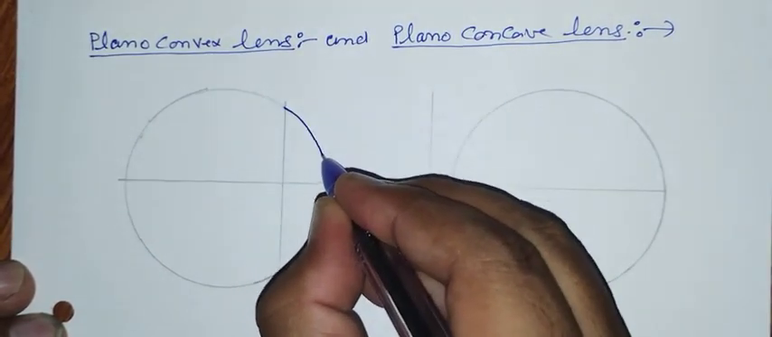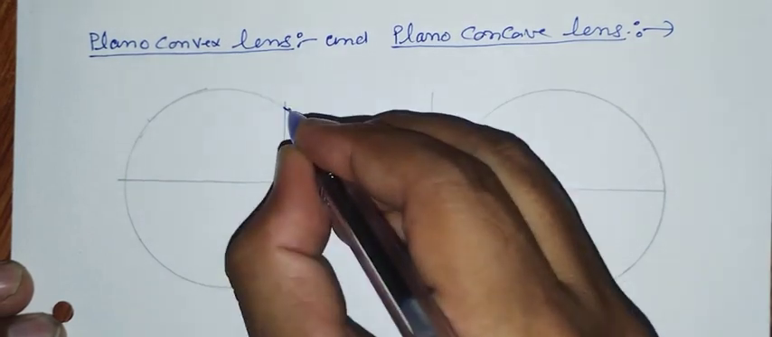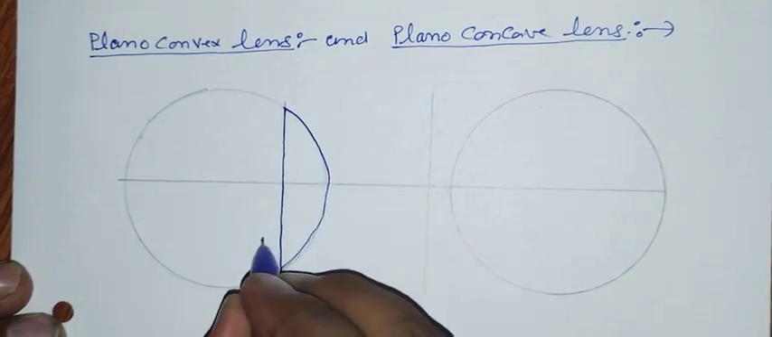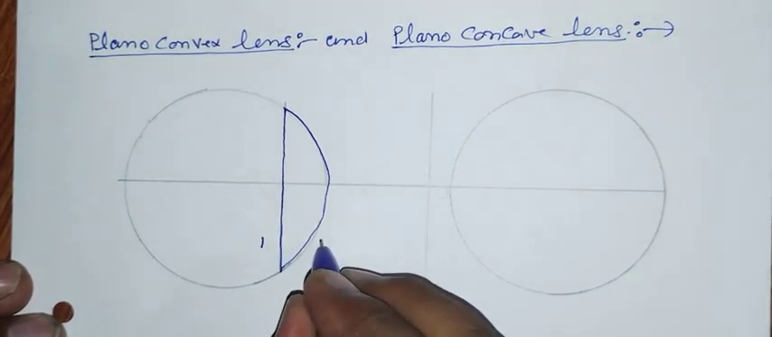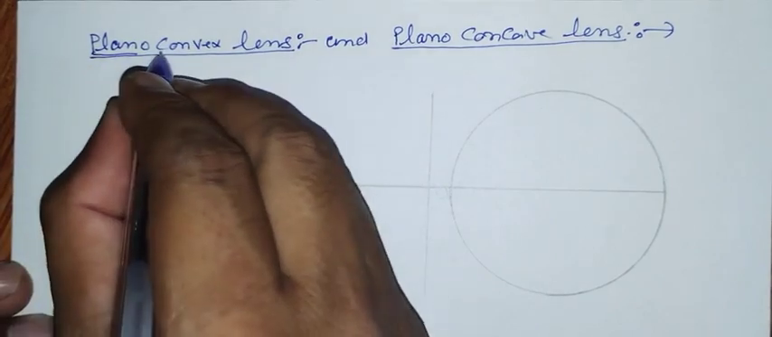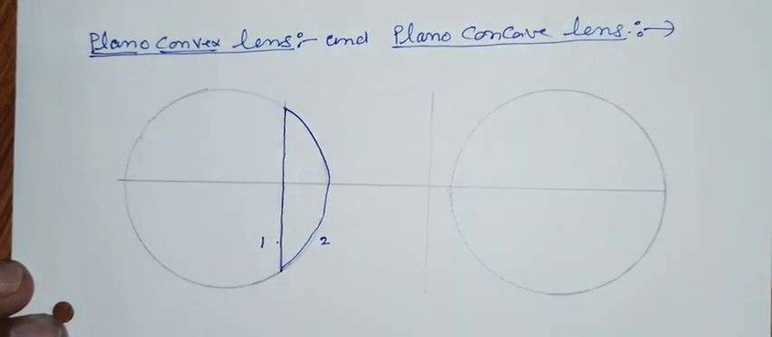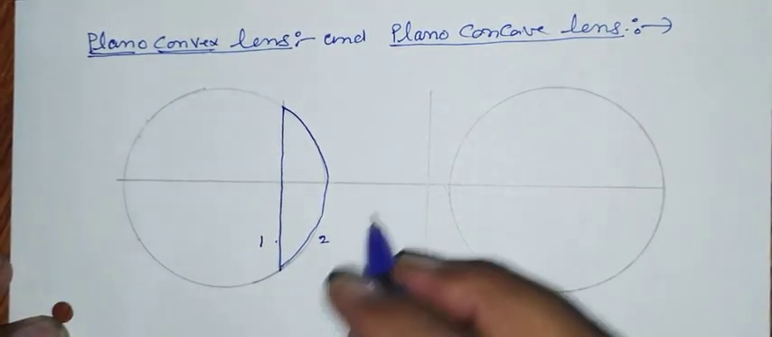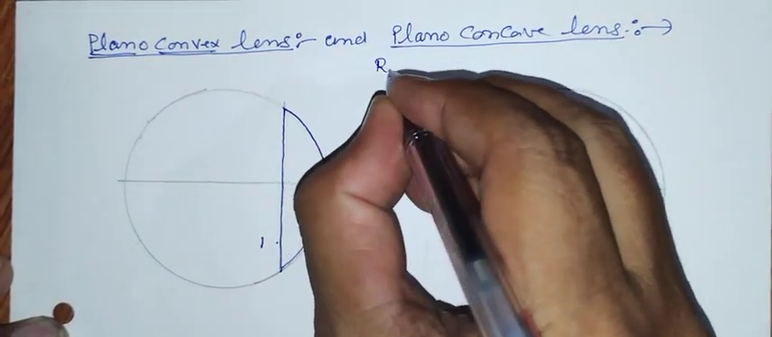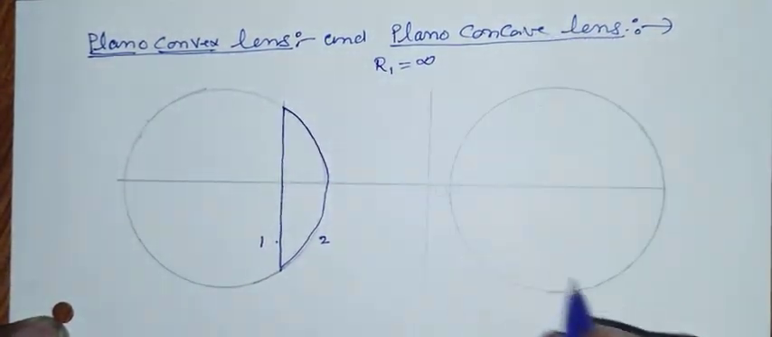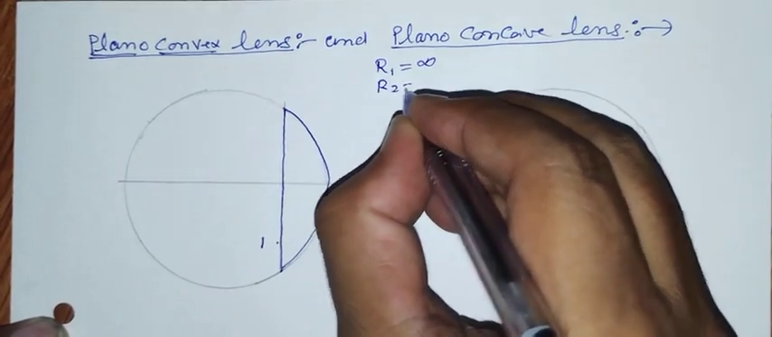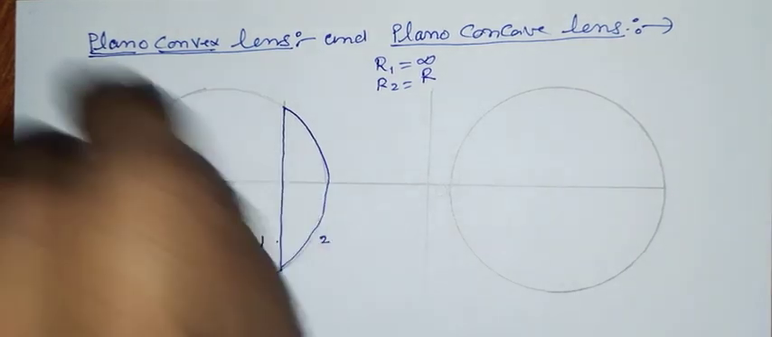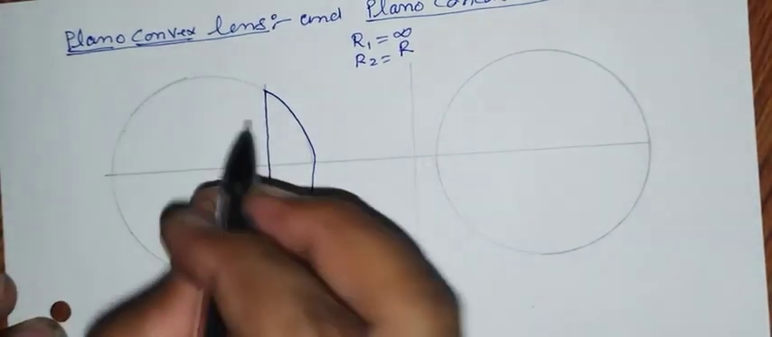In the plano-convex lens, very carefully, the first side is plane, the second side is convex. Plane, convex. Plane is on the left hand side. Very carefully see here. Plane means R1, the radius of curvature of a plane, is infinite. And let R2 be equal to R. See the diagram here, how the ray will go.